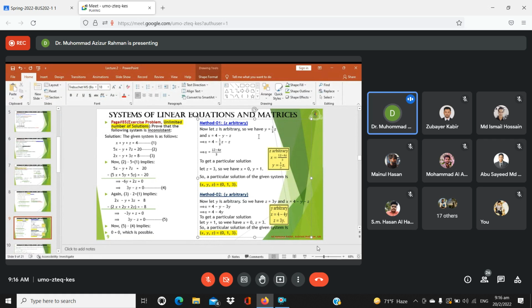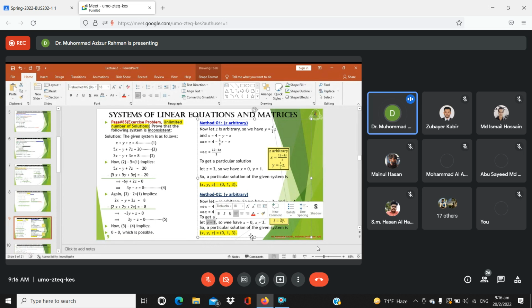Minus 4. So you have a different set of values, right? It means x equals minus 4, y equals 2, z equals 6. It doesn't matter. Here, instead of taking y equals 1, you can take y equals 2.